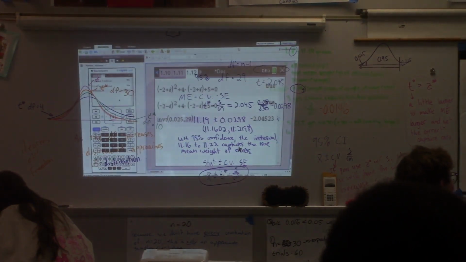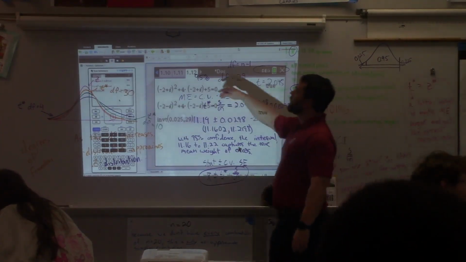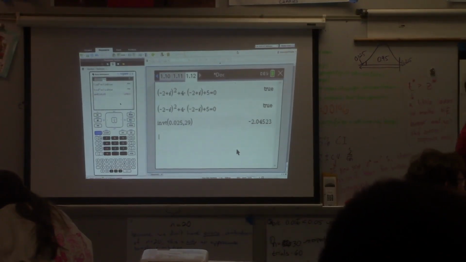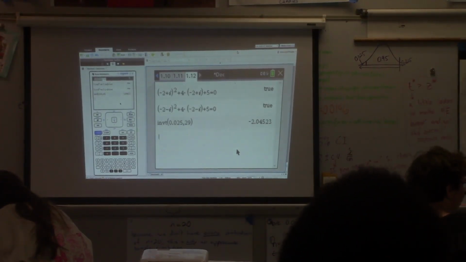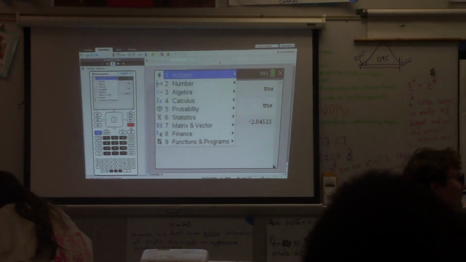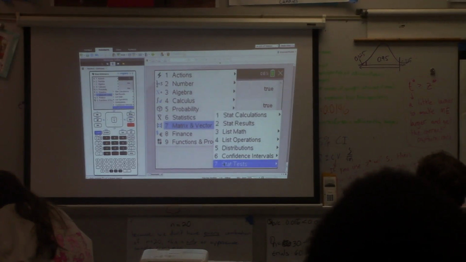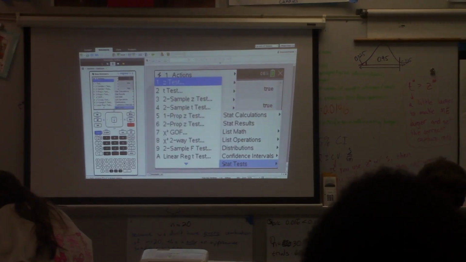Here's the calculator. I'm going to cover this up so you can see it, and we're going to get into the rest of this stuff. Any guesses what I'm going to do to menu? Then 6, statistics, 7, stat tests. So which type of statistics test am I doing?